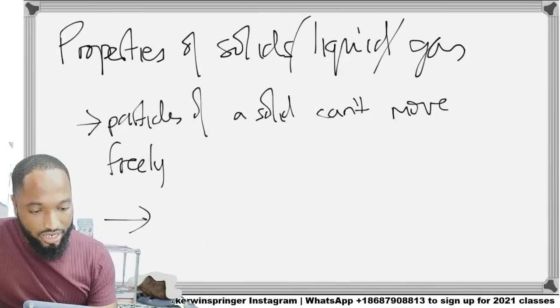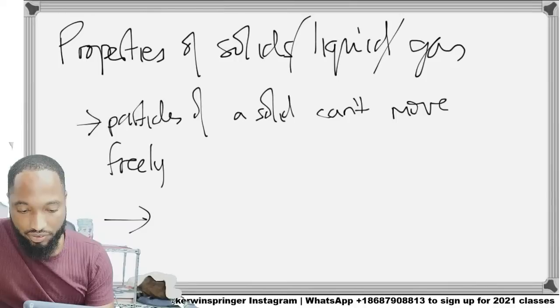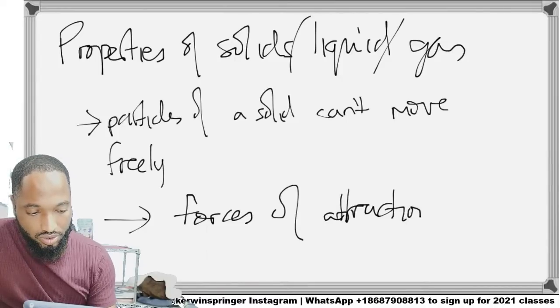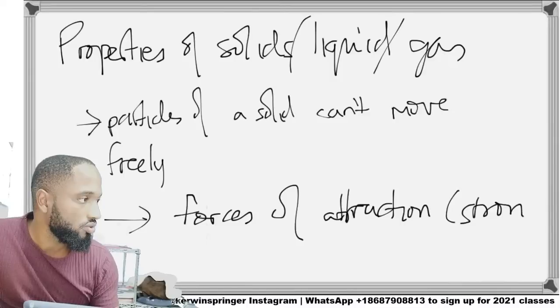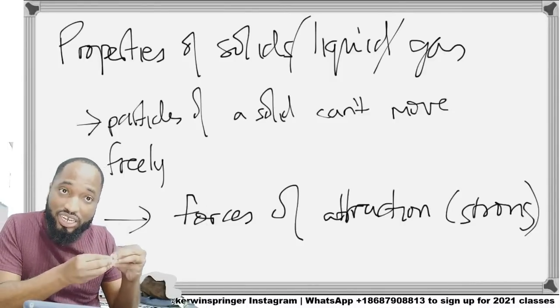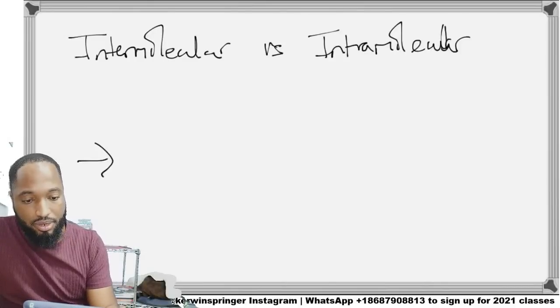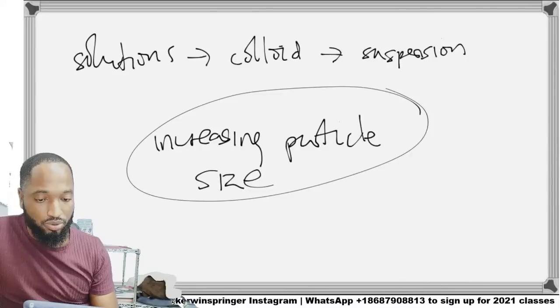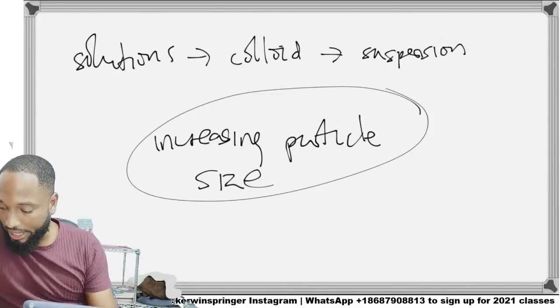First answer, people say because of strong forces of attraction. The forces of attraction between particles are strong, so they can't move freely. You need to understand this. Take a little peep at that or look it up on Google. You need to know your order of particle size.